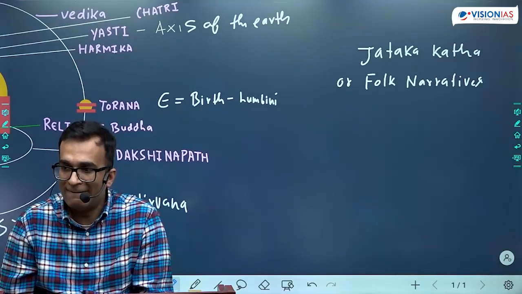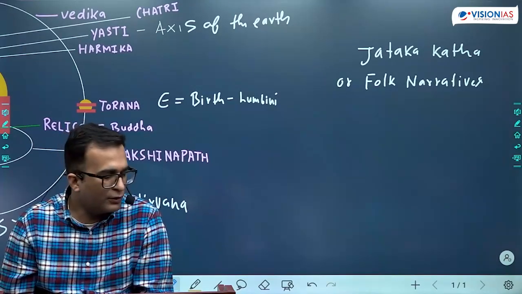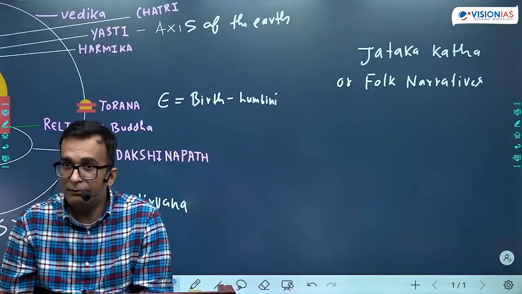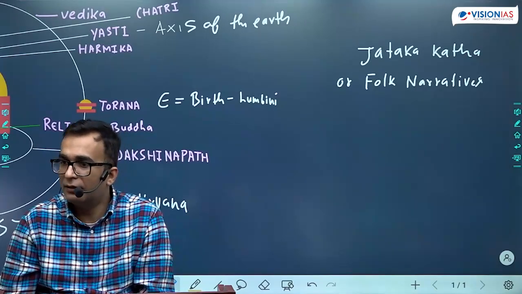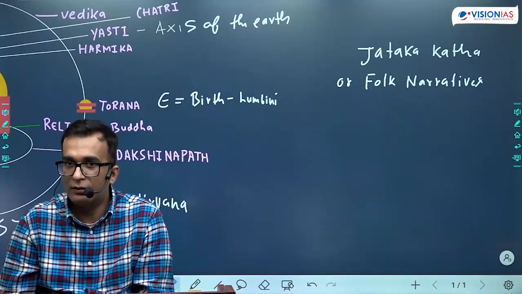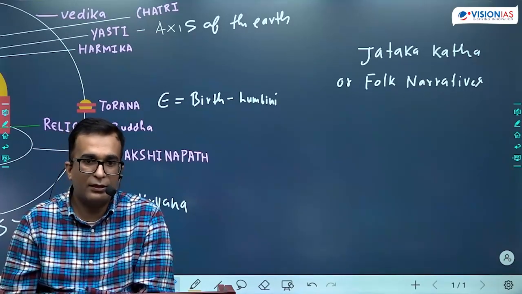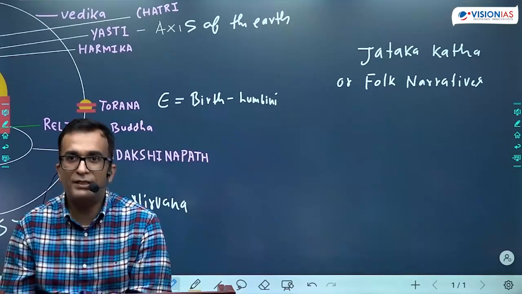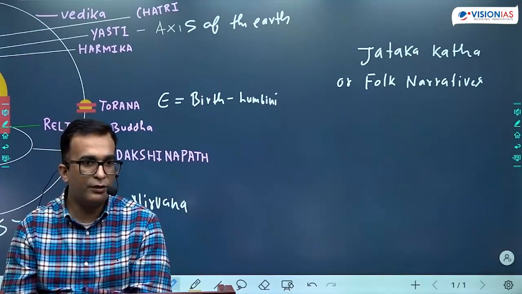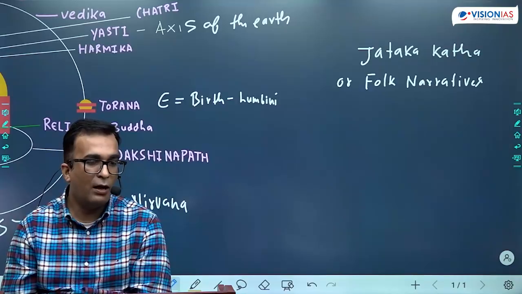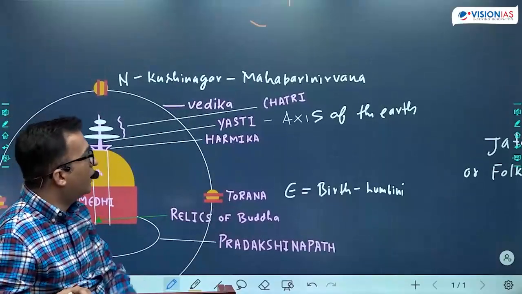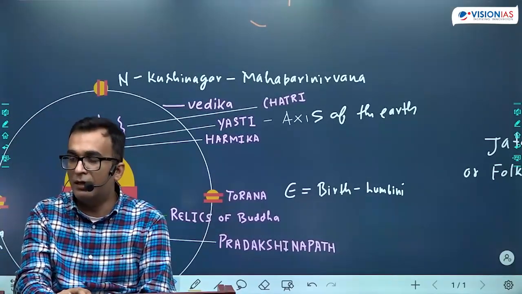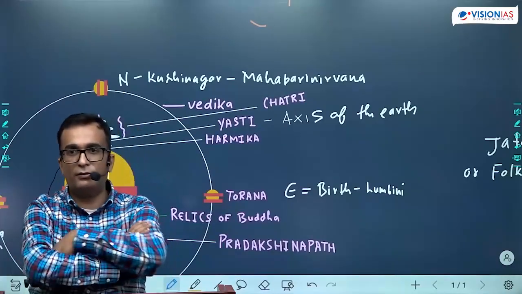West Toran represents Dharma Chakra Parivartan at Sarnath, and north represents Mahaparinirvana or his death at Kushinagar.